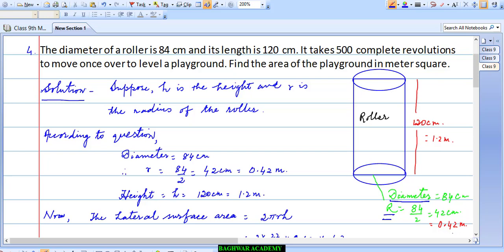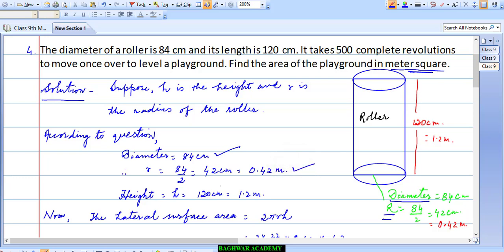And why have we converted? Because at last we need to find out the area in square meter. We need to find the area in meter square, that's why it has been converted. So the diameter we had was 84 centimeter and the radius will be 84 by 2, it means 42 centimeter. Now if you divide 42 by 100, what will we get? 0.42 meter. This we have got.